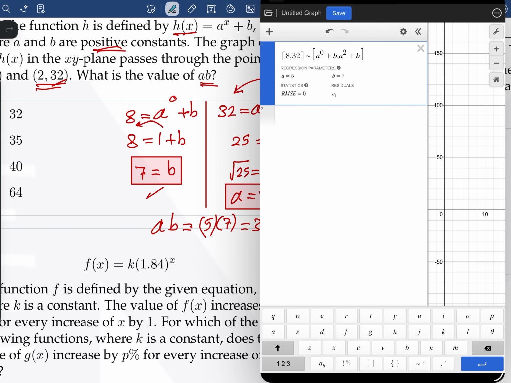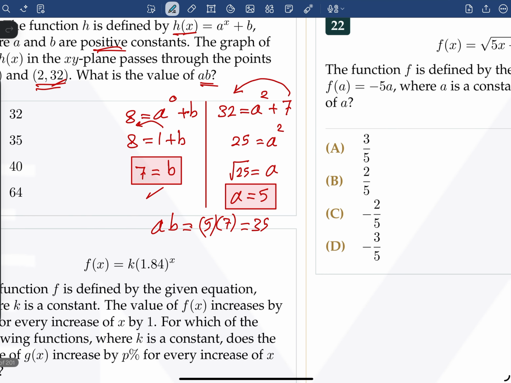And we get the values of a and b. Just write here a, b, and you get the answer. ab is equal to 32, and that's how to get the value using Desmos.